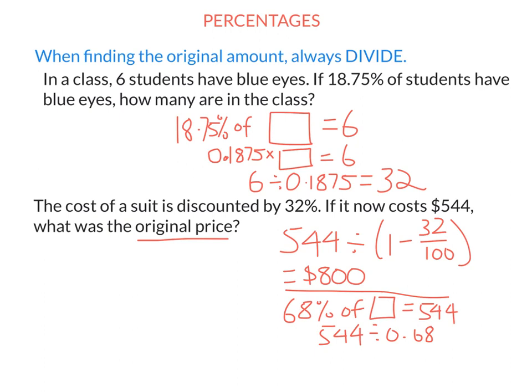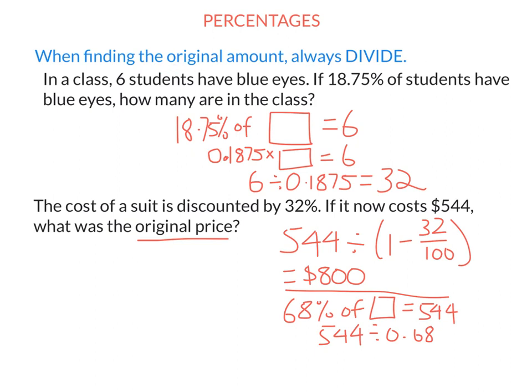So note, you can't just take 544 and increase it by 32%. If you take a number, any number, decrease by 32%, then increase that number by 32%, you're not actually back where you started. You can try that with any number. So we can't just take 544 and increase by 32%. When we're finding the original amount, we always divide.